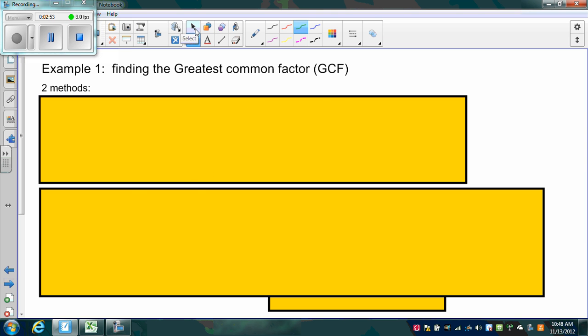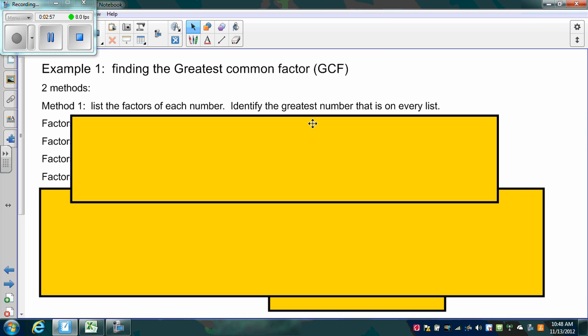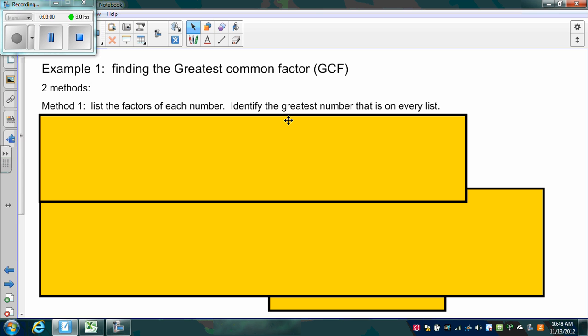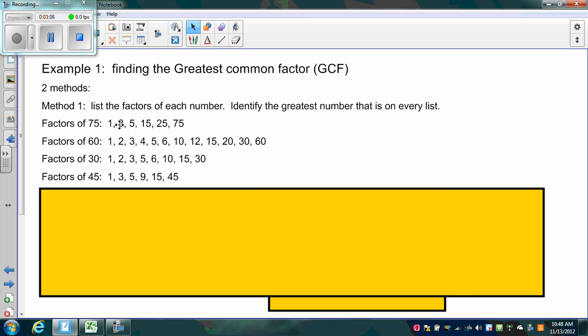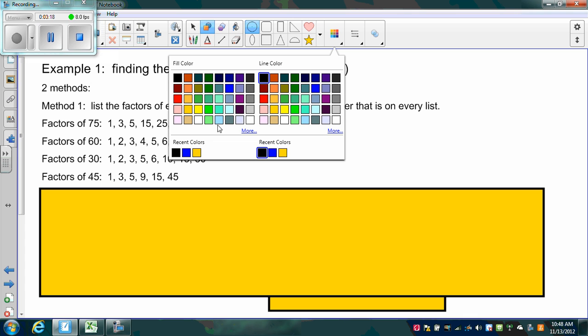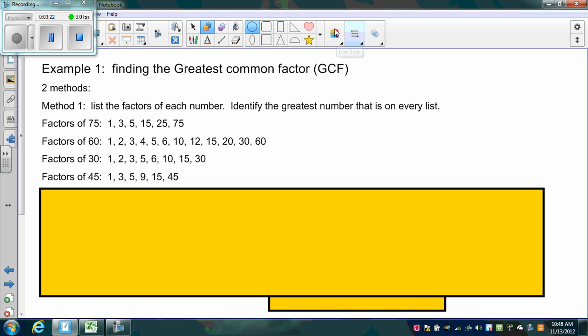Well, there are two methods, and I already hinted at them a little bit on the previous page. The first method is to list the factors of each number and identify the greatest number that is on every list. So in this case, if we wanted to find the greatest common factor of 75, 60, 30, and 45, what we could do is first list out all of the factors for each.